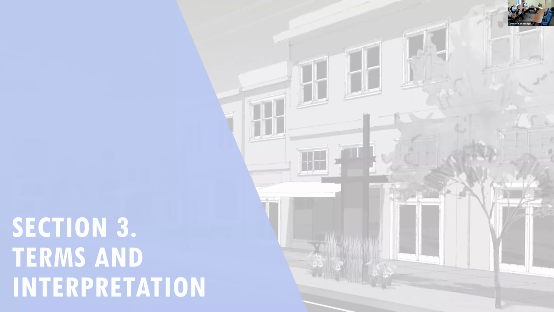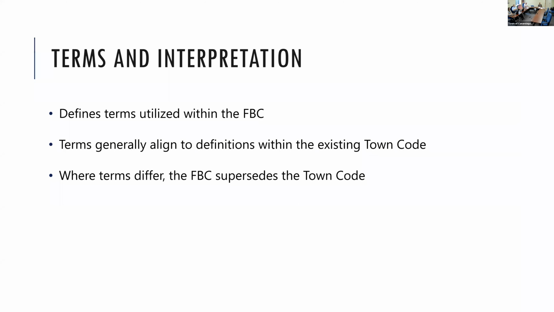So terms of interpretation, this is pretty straightforward. There is a separate definition section within the form-based code. We did generally align definitions with the existing town code. There were very few instances where there's a duplicate term that we maybe just tweaked a little bit in the form-based code, that you could certainly then take the liberty of applying to your full town code. But those were very minimal.